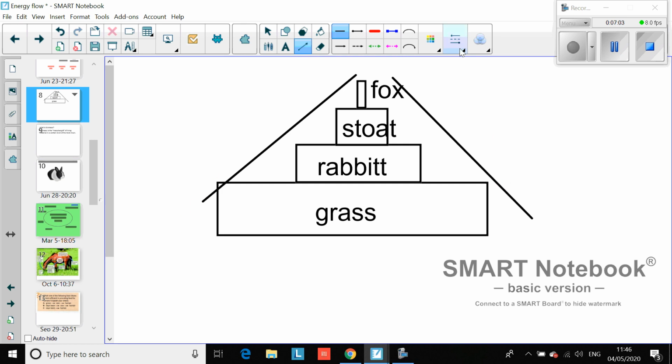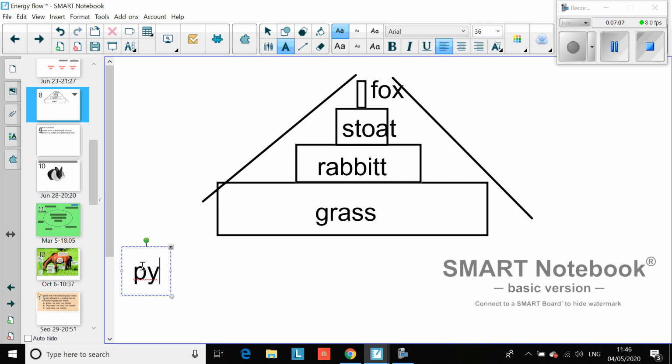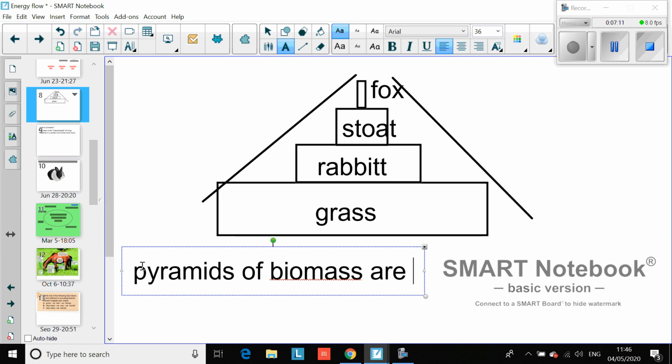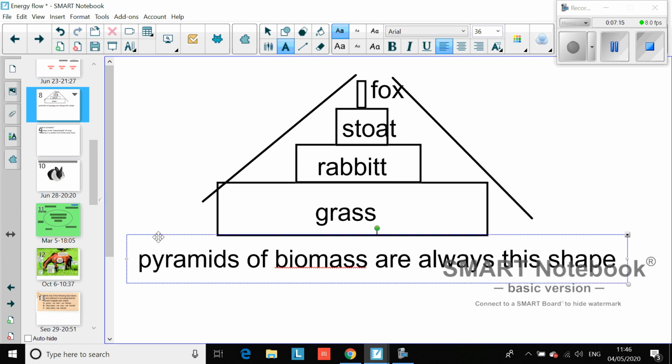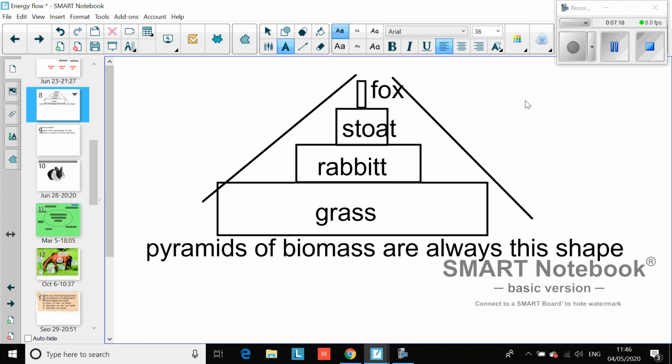So pause the video and quickly draw this out. So you can add that just to your notes. Pyramids of biomass are always this shape. Okay, so pause the video and do that now, please.